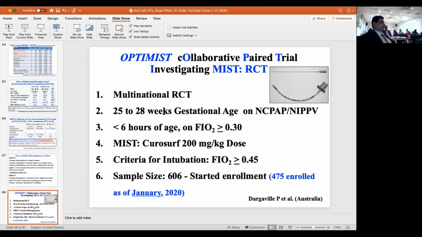Inclusion criteria: 25 to 28 weeks gestational age, less than 6 hours of age, and FiO2 equal to or greater than 0.3. In this trial, we use Curosurf at a 200 milligrams per kilo dose. Criteria for intubation: FiO2 more than 0.45 post-surfactant. The sample size is 606 babies, and 475 babies have been enrolled as of this month. The study hopefully will be completed in a year or so.